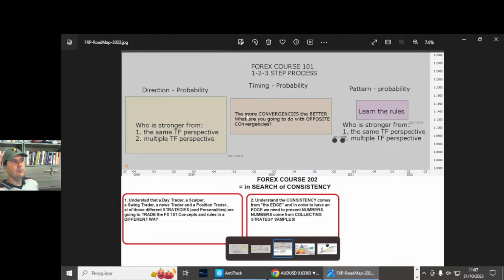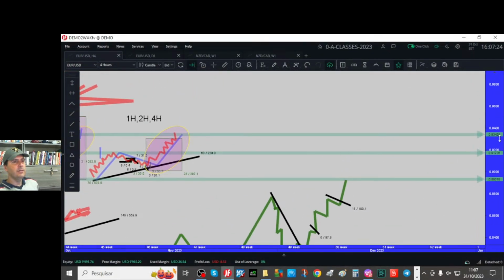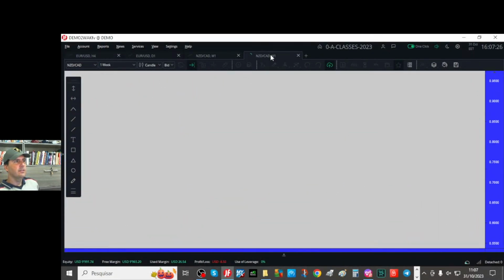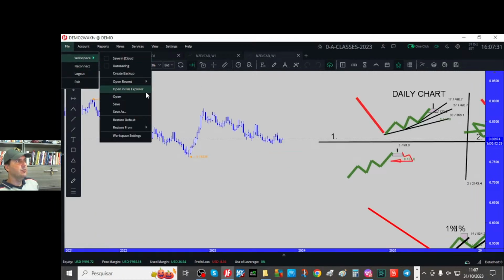And then we talked about how the more convergences, the better. What are you going to do with opposite convergences? We've learned 1 year just to understand bulls and bears. So what is convergences? Let's open a chart.